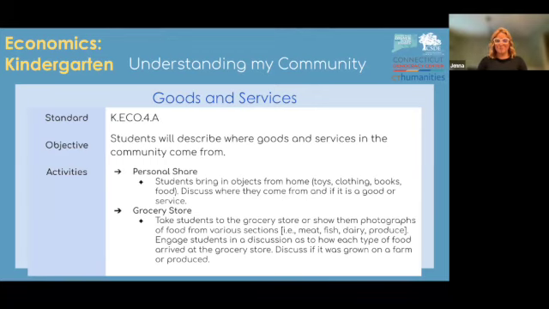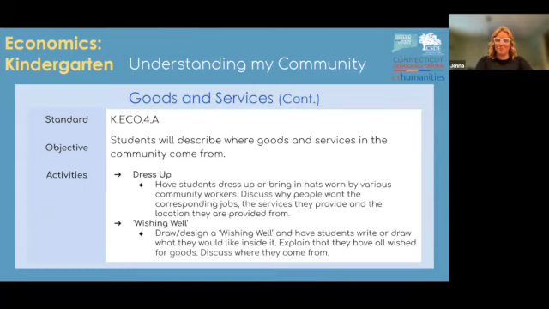So the first one that classes can use is students can bring in objects from home, either a toy, clothing, books, food, and discuss where they are from and if it is a good or a service. In the grocery store, you can actually take students to the grocery store, or show them photographs of food from various sections, like the meat section, the fish section, dairy or produce. Engage students in a discussion as to how each type of food arrived at the grocery store and discuss if it was grown on a farm or produced.